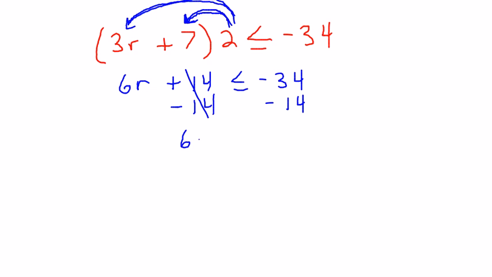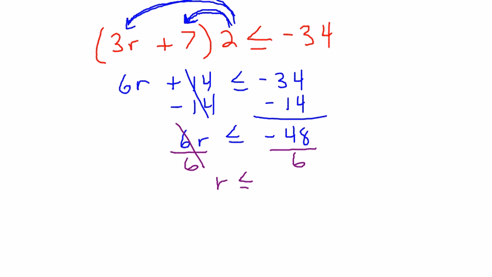We are left with 6r is less than or equal to negative 34 minus 14, which is the same thing as negative 34 plus negative 14, which is negative 48. And then lastly, on the left-hand side, we will divide by 6, and on the right-hand side, do the same thing to balance it out. 6 divided by 6 leaves me with 1r is less than or equal to negative 48 divided by 6, which is negative 8. So r is less than or equal to negative 8.